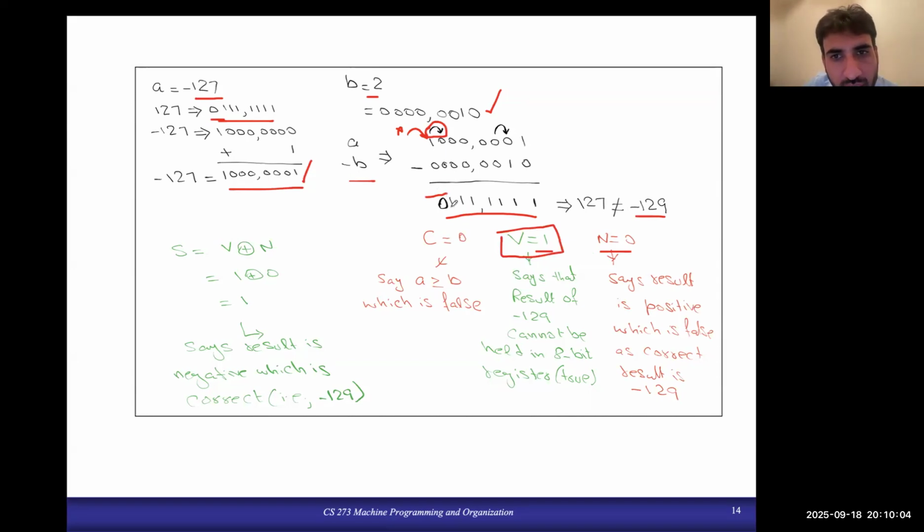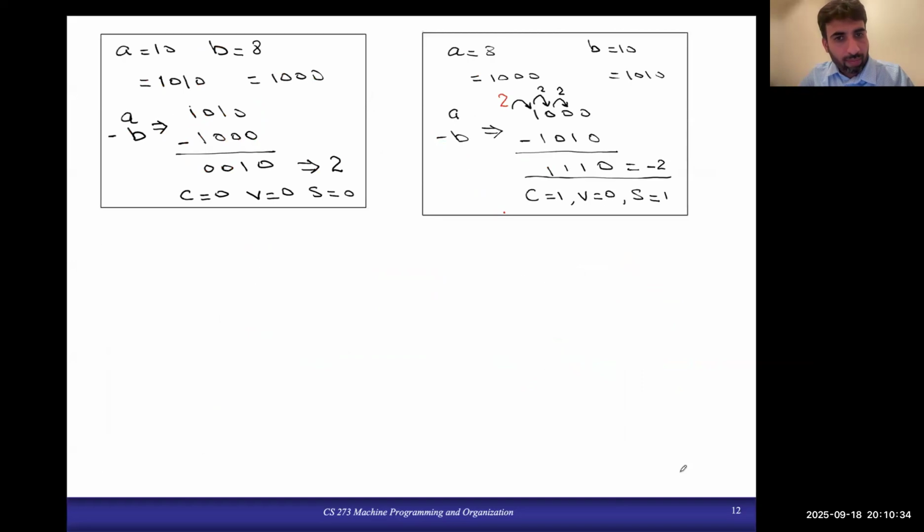This is your N flag, right? But what is the N flag telling me? The N flag is telling me that the result is positive, which is not true. Because when you say -127 minus 2, you get -129, which is negative. So it is telling me that the result is positive, which is false, as the correct result is -129. But when I look at the sign flag, which is computed as the exclusive OR of overflow and N, I get 1, which is telling me that the result is negative, which is correct. Okay. Any questions?